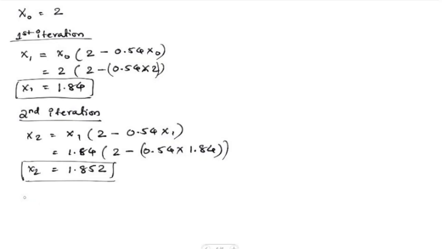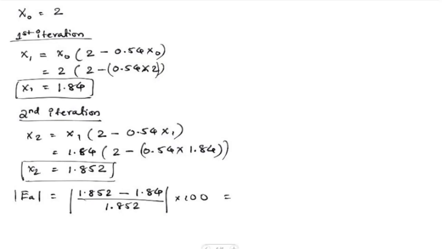And now let's calculate our absolute relative approximate error, which is EA. We have the x new, which is 1.852, minus the x old, which is 1.84, divided by x new, which is 1.852, the absolute value of it times 100. So we have a percentage error of 0.636%. That's the end of task 3.